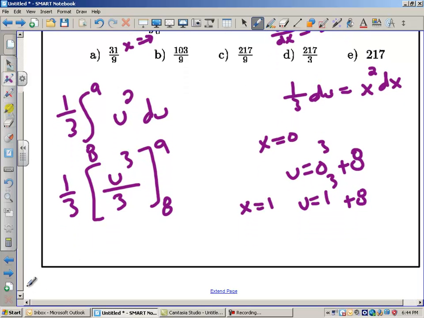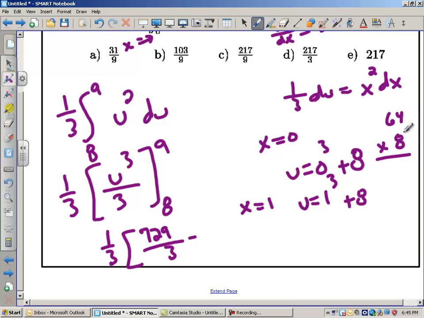So from the fundamental theorem of calculus, we plug in the 9 first. And this is all times 1/3. 9 cubed, 9 times 9 is 81, times 9 is 729 over 3. And then we plug in the 8. Now 8 cubed, 8 times 8 is 64, and I'm not sure I know what 64 times 8 is. 4 is 32, 8 times 6, it's 512. 512 over 3.